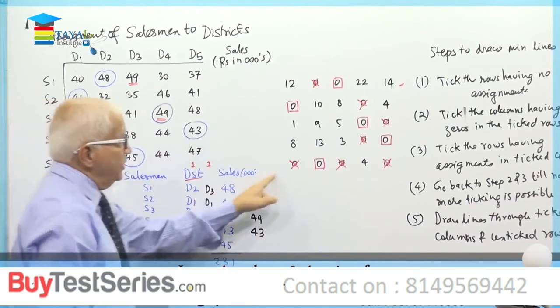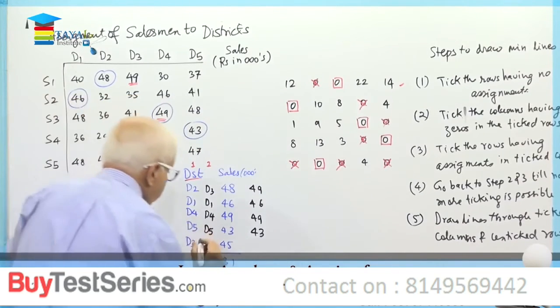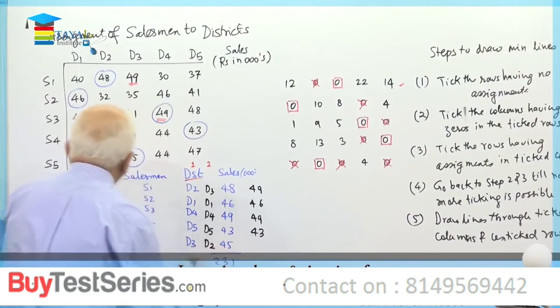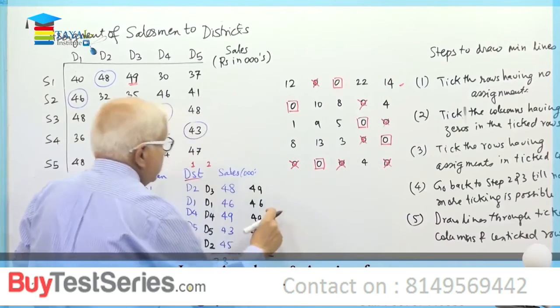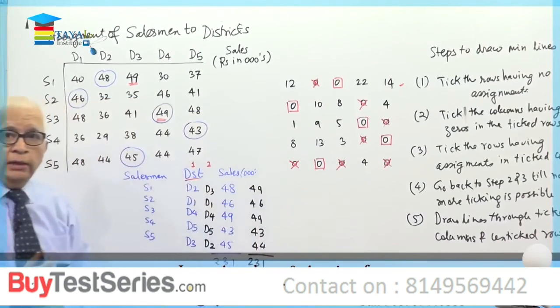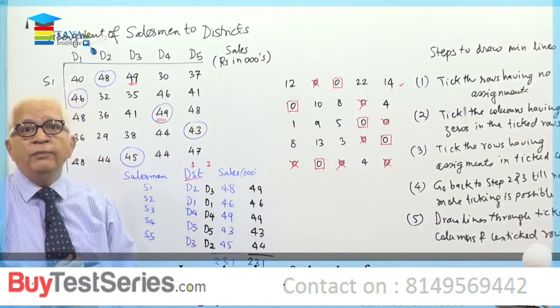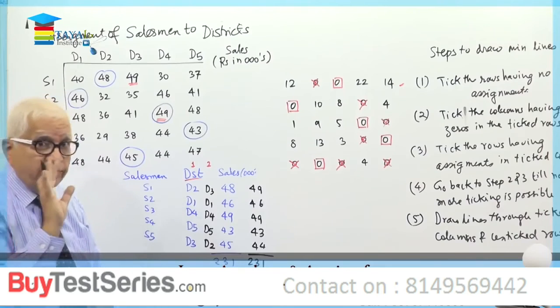And S5, where does it go? District D2. What are the cells in district D2? 44. Total of this, again 231. What we said is we'll get another solution with the same cells level. The question clearly says find one more solution with the same cells level.